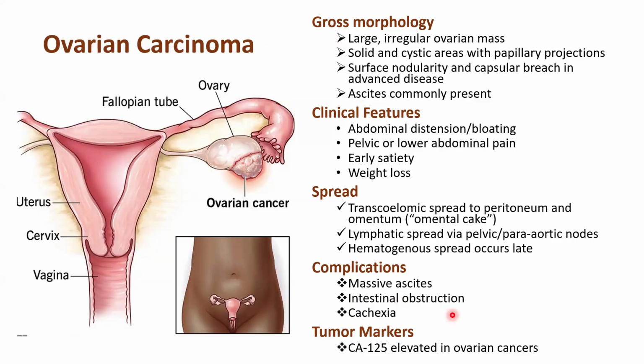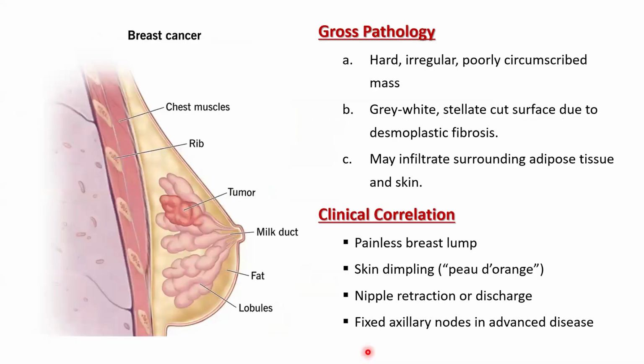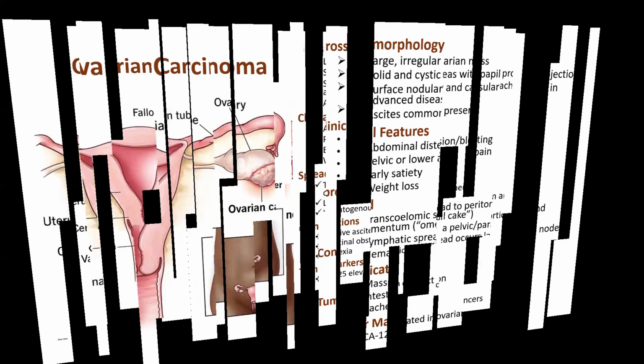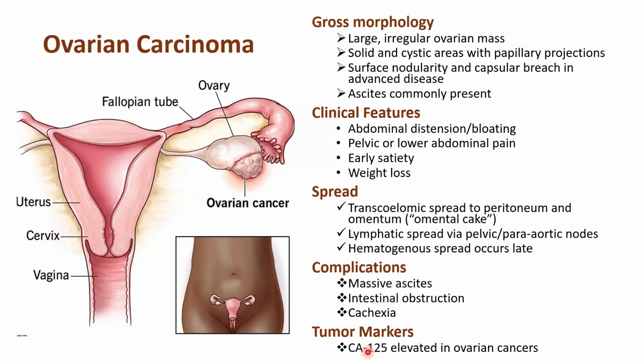And then it is important that you know the tumor markers. And this one is important to know: the tumor marker of ovarian carcinoma is actually CA125. That one is important. I'll ask you in an exam setting. What is a tumor marker for ovarian carcinoma, which is CA125.